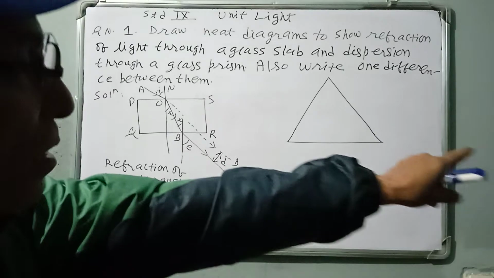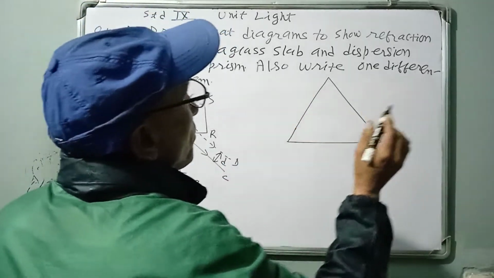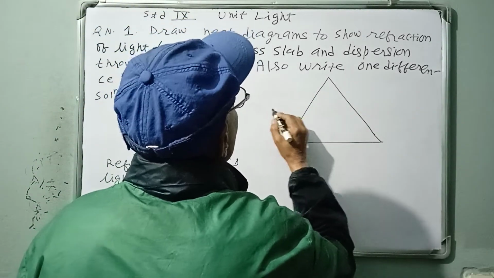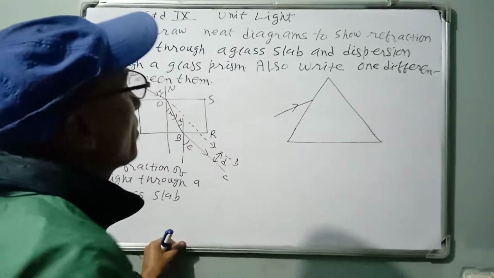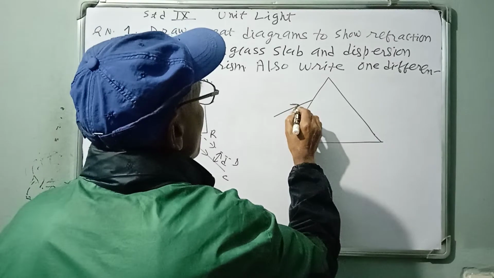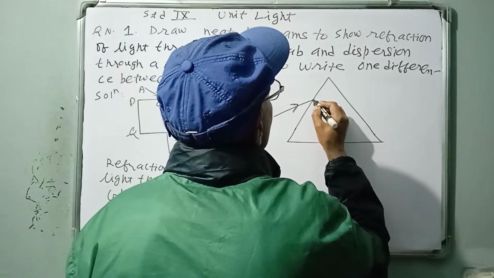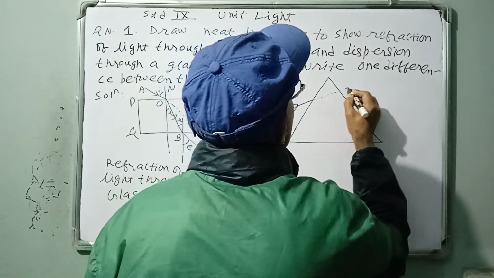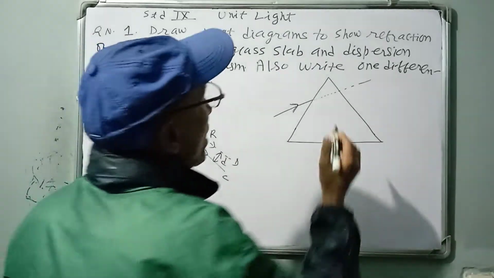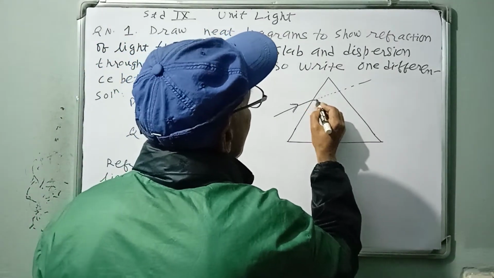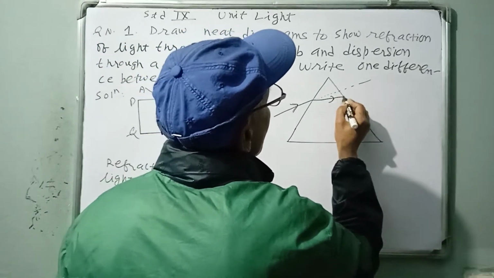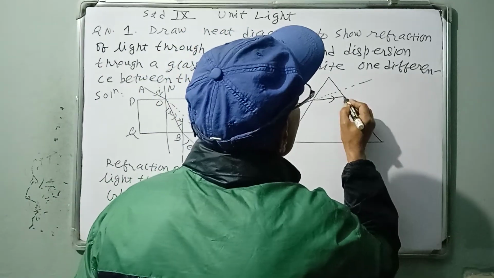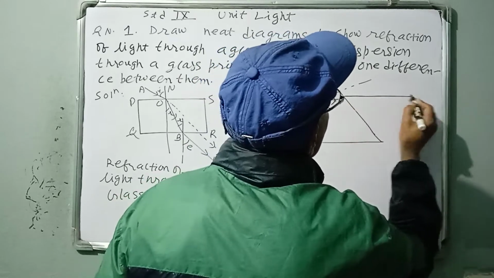Dispersion of light through a glass prism. See, first of all, a white ray of light, incident ray. Then instead of going straight, the light is bent. The first deviation angle is this. Then instead of going straight, it is bent away from the normal.